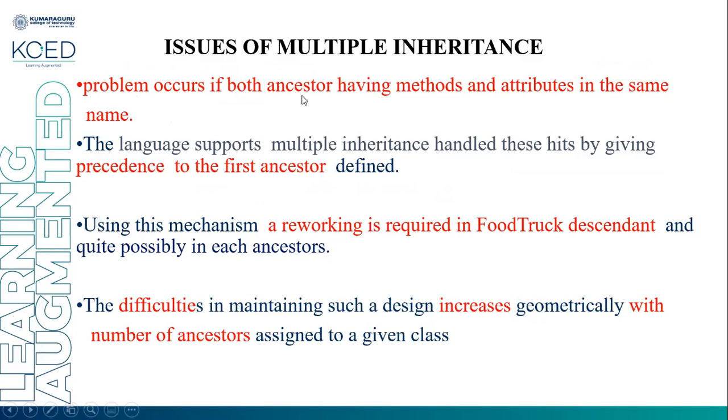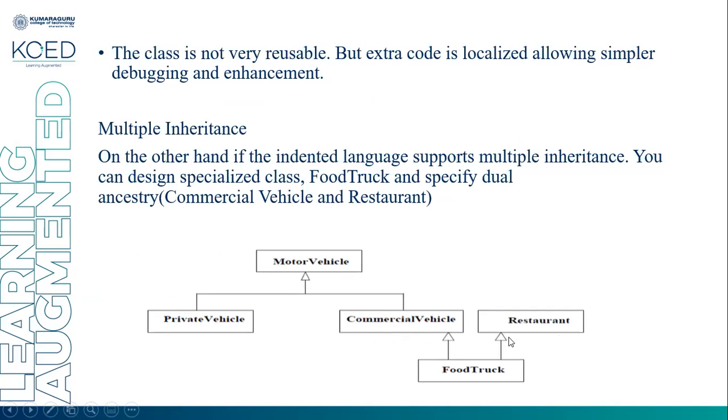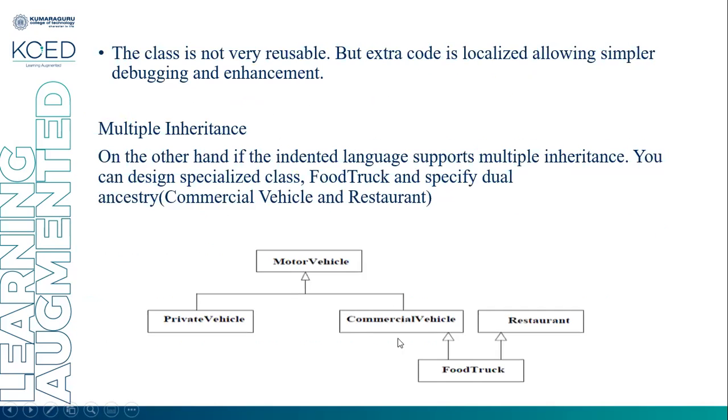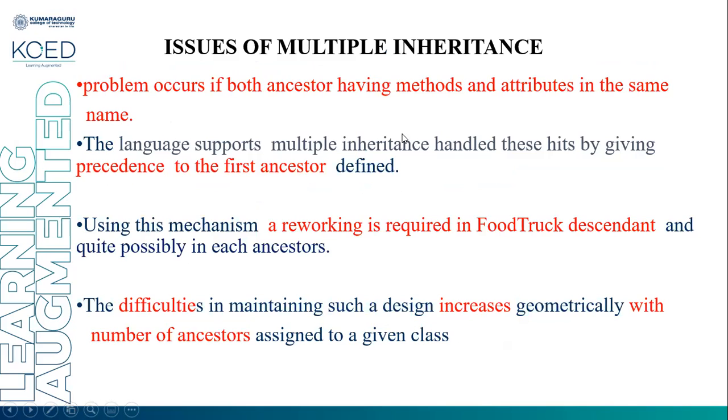A problem occurs if both the ancestors have methods and attributes with the same name. If commercial vehicle and restaurant have attributes and methods with the same name, there will be a problem. Languages that support multiple inheritance handle this by giving precedence to the first ancestor defined. If commercial vehicle is defined first, the attribute name and method name from commercial vehicle will be used. This is one way to handle it.